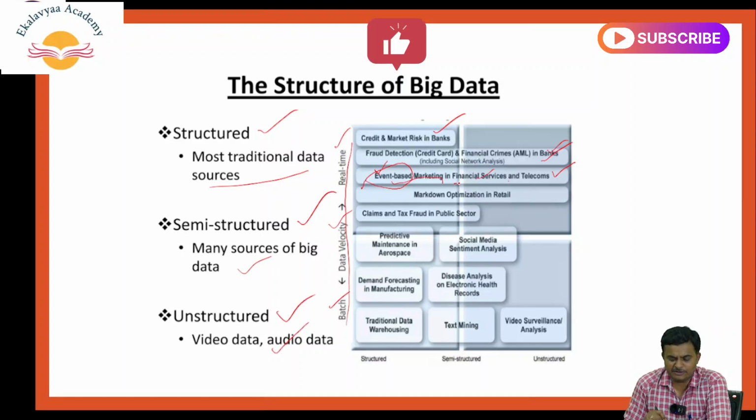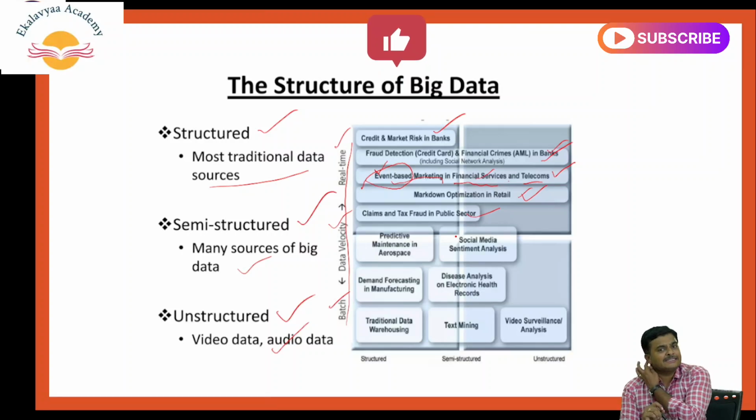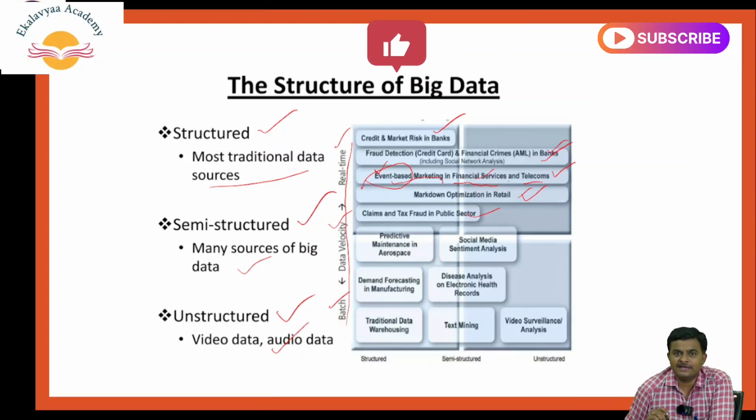That is mostly worked in financial services and telecom services. And then markdown optimization in retail. So it helps to mark down the optimization elements in retail industries, like online shopping or offline shopping. Whenever real data is posted on some social networks, it will optimize the data. And then claims and tax fraud in the public sector. So that's tax claim information or some tax frauds that occur in the public sector. So these are termed under real-time data.